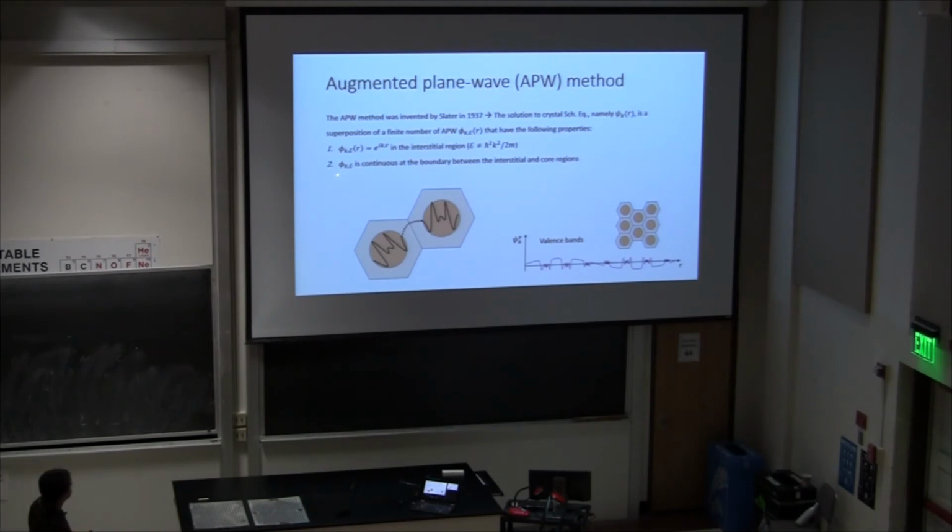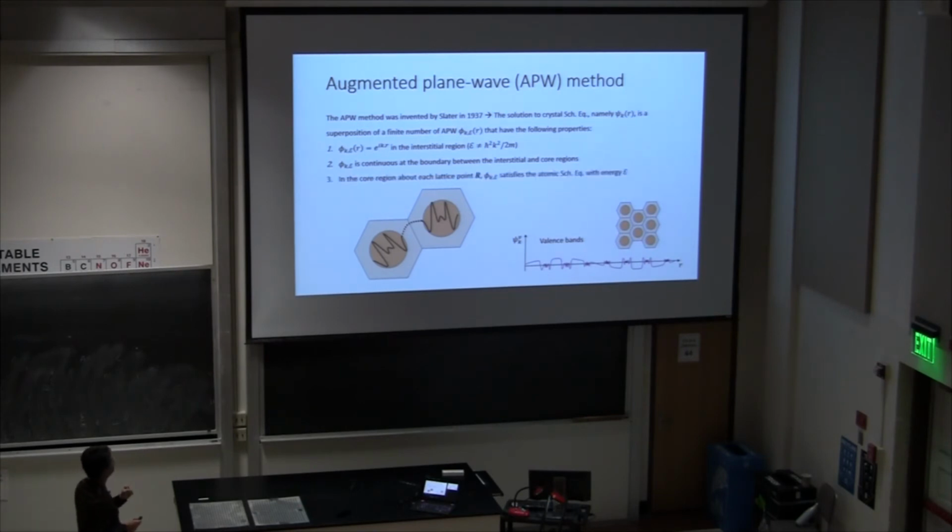So the second requirement is that the augmented plane wave has to be continuous as it crosses the boundary between the interstitial and the core level. So here in the interstitial region, I show it as a dotted line. It's the same function. It crosses into the core region, but it does not cross with an abrupt change of slope. It has to cross smoothly. Both the wave function and its derivative have to be smooth as they cross into the core region.